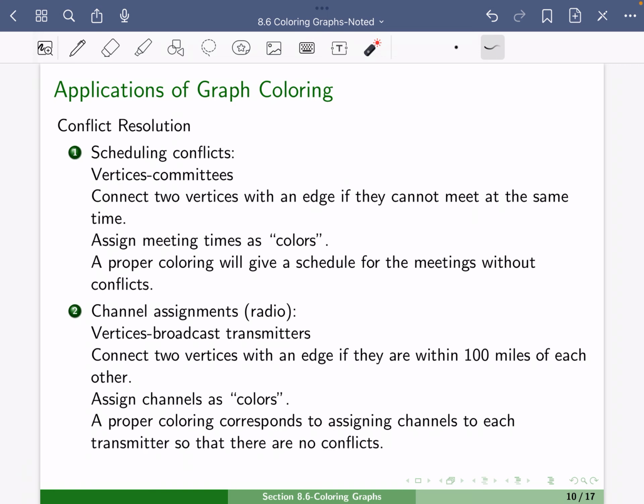Channel assignments, you can have your vertices for, like, radio. Your vertices are broadcast transmitters. You connect 2 vertices with an edge if they're within 100 miles of each other, and then you assign colors again appropriately.